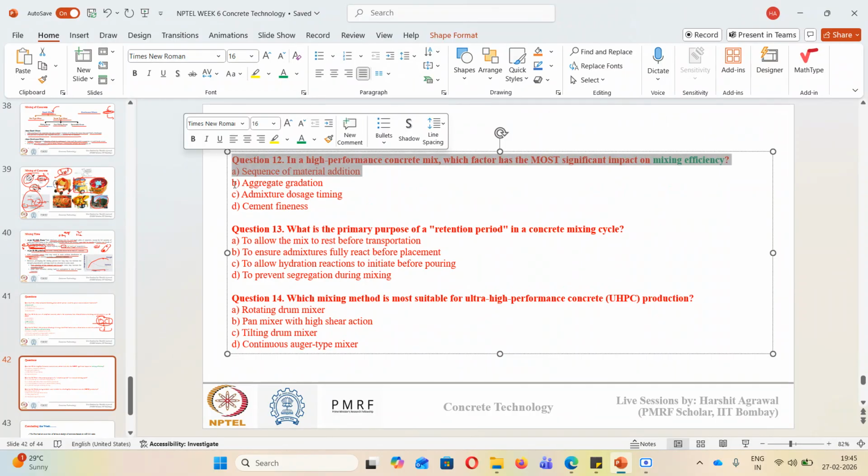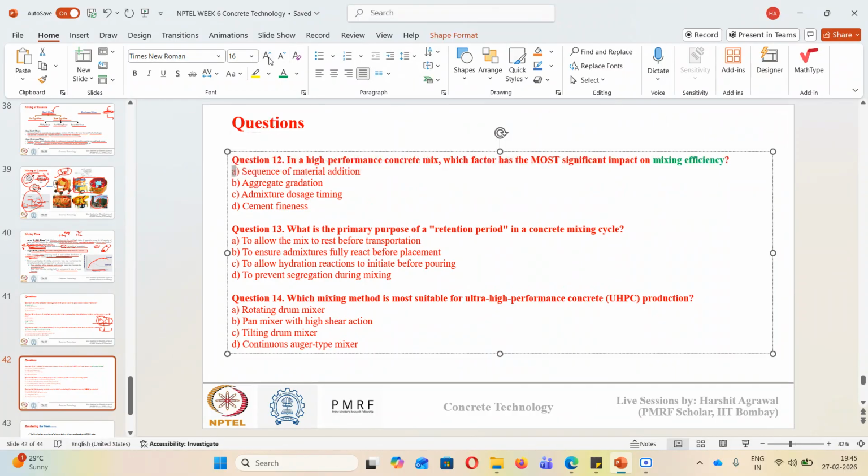Okay. How is this correct? Because for high performance concrete, the order in which we are adding the material is very important because it ensures that there is proper dispersion of cement, admixtures and aggregates. Okay, an incorrect sequence may lead to poor workability, inadequate mixing and inefficient hydration.